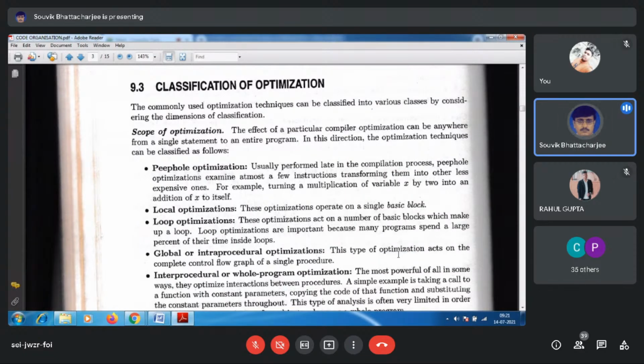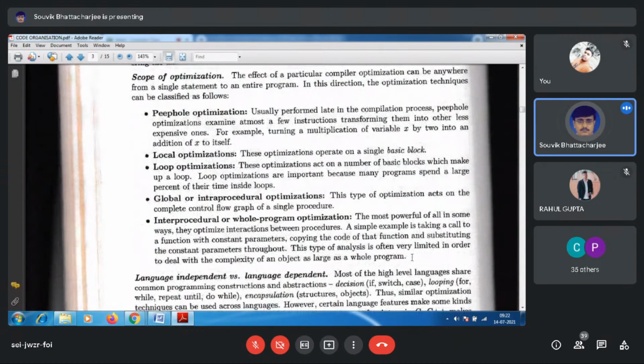Next one, global or intra-procedural optimization. This type of optimization acts on the complete control flow graph of a single procedure. This is not done frequently. And next one is inter-procedural or whole program optimization. The most powerful of all, in some ways, considering all the modules, the entire program, you are going to apply the entire optimization techniques.